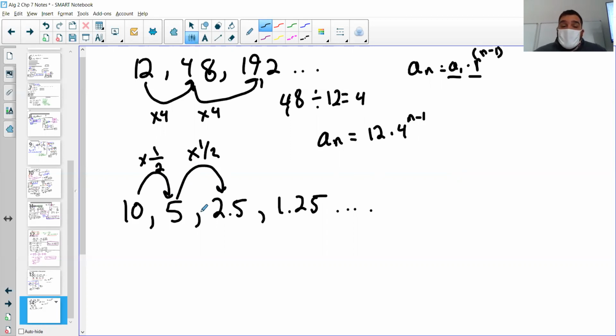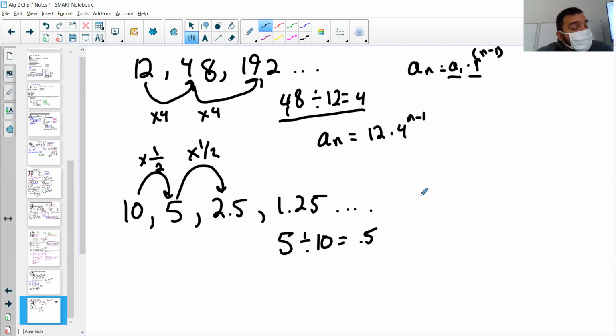How did we get that? You could guarantee to get it by doing the same thing here: 5 divided by 10 gives you 0.5. I know, but it's for the recording, for the future person who watches this.